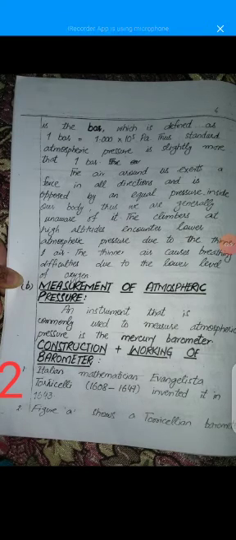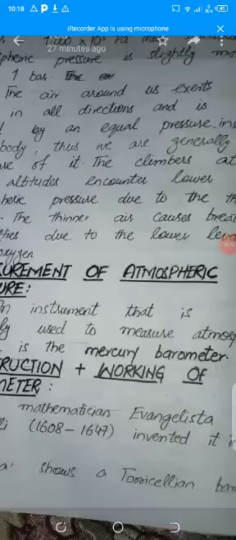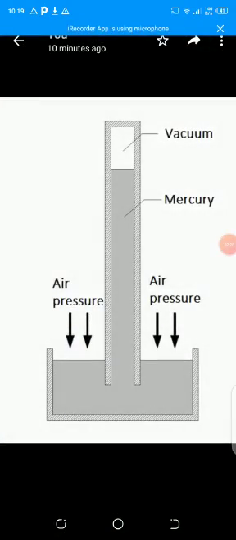The Italian mathematician Evangelista Torricelli, 1608 to 1647, invented it in 1643. Figure A shows a Torricellian barometer. This is the barometer. Look, in the upper part there is a vacuum, and on the lower side there is mercury, and the air pressure exerts in the downward direction.